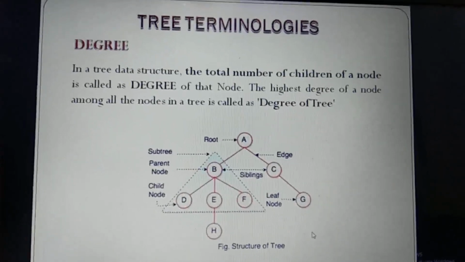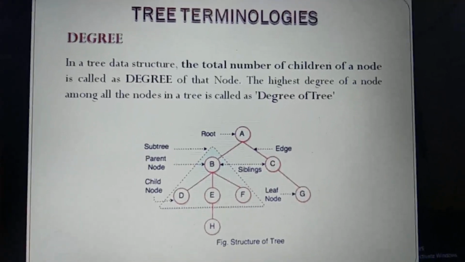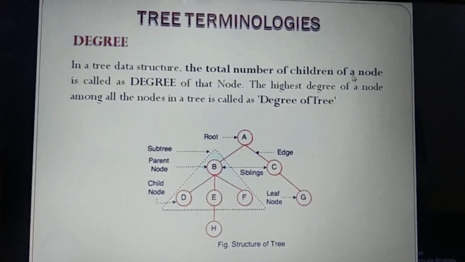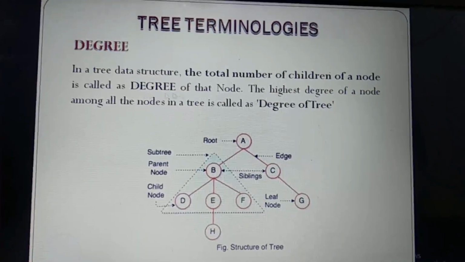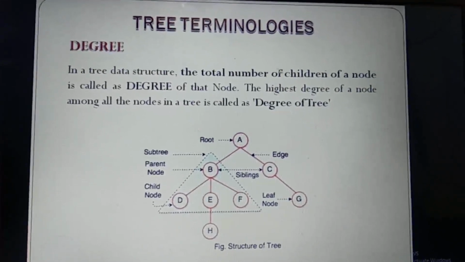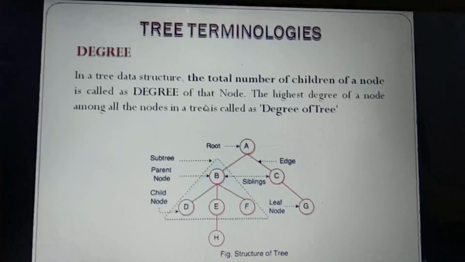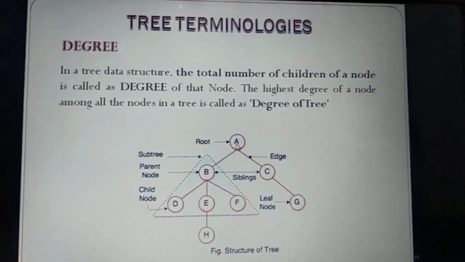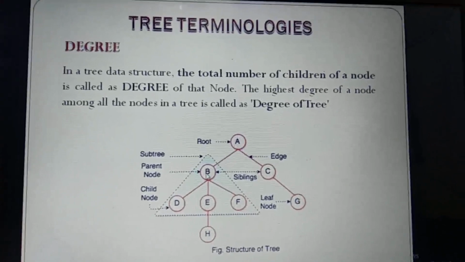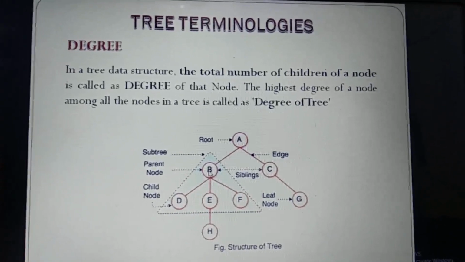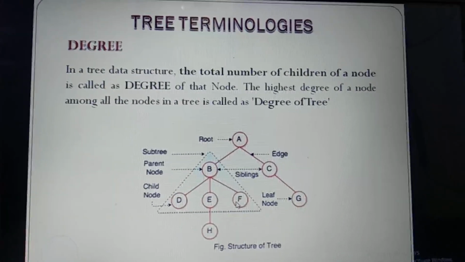Next one, degree of a tree. In a tree data structure, the total number of children of a node is called the degree of that node. In this example, the degree of A is 2 because it has 2 children. The degree of B is 3 because it has 3 children.